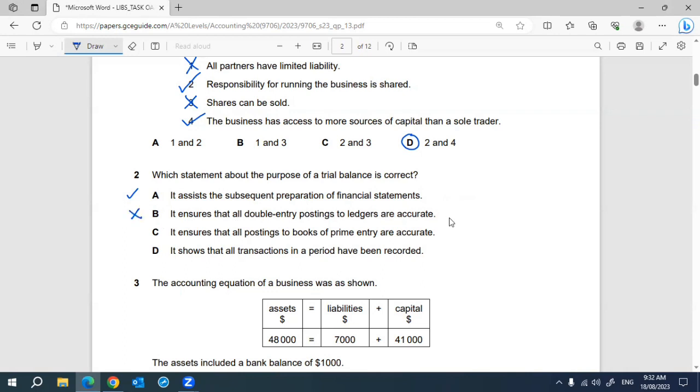It ensures that all postings to books of prime entry are accurate. This is nothing to do with the trial balance. And it shows that all transactions in a period have been recorded. Not true, because a trial balance could balance even if we have omitted certain transactions. So this is not true. So the answer is A.